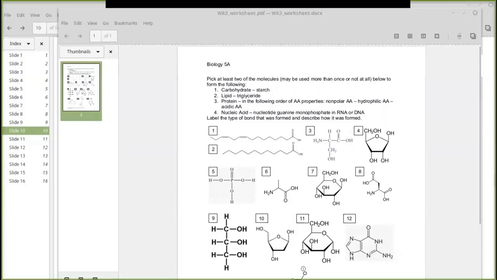Okay, good, good. Can anybody tell me what bond these amino acids would have together?